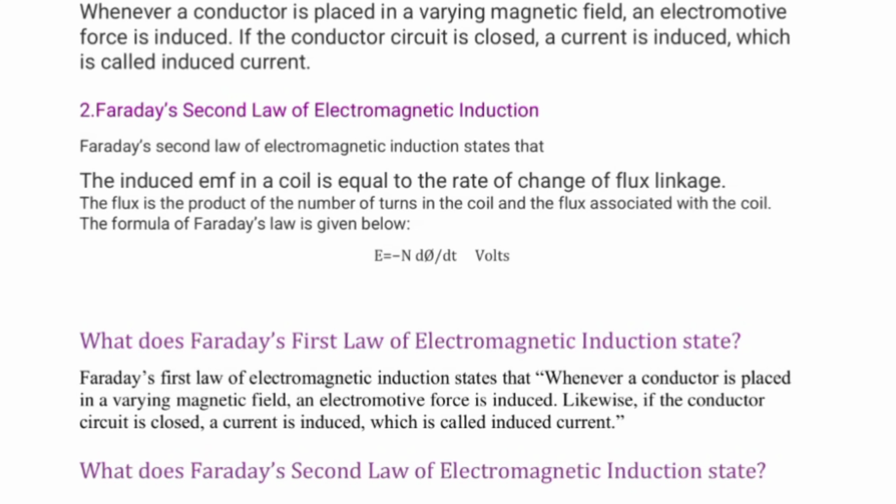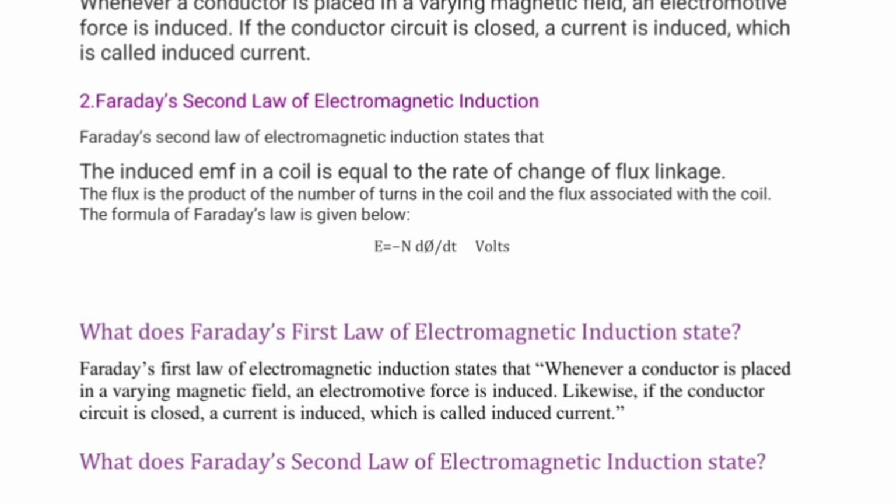Faraday's second law is the magnitude of induced EMF, how much induced EMF will be generated. Faraday's second law states that the EMF induced in a coil, already the first law states that whenever magnetic flux links with the coil, a time varying field produces EMF. Now the magnitude of induced EMF is equal to the rate of change of flux linkages. The magnitude of EMF in a coil is equal to the rate of change of flux linkages.